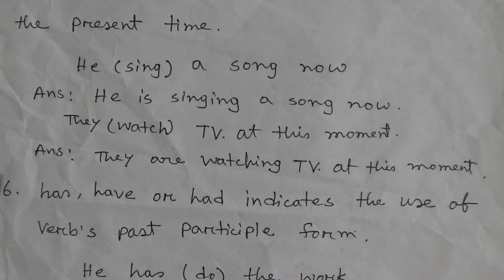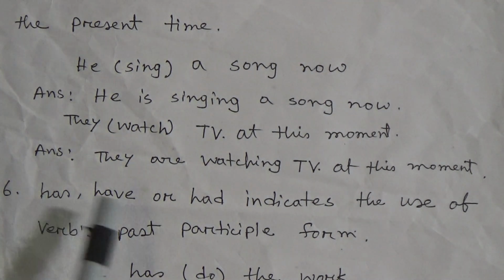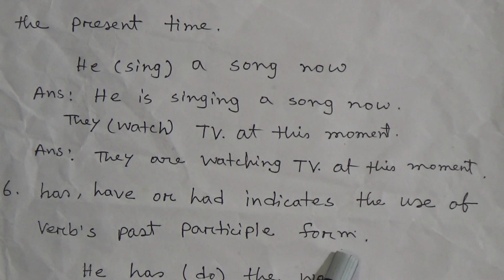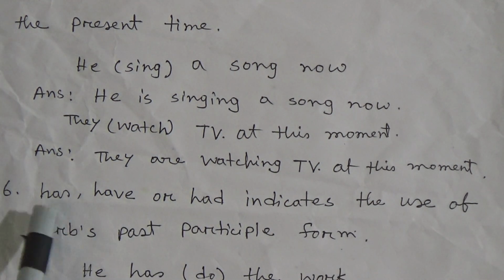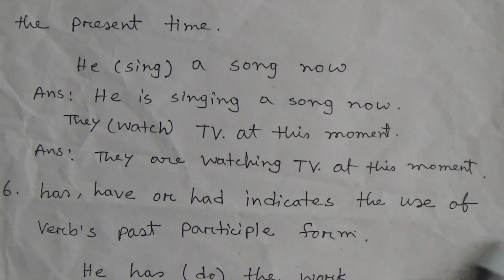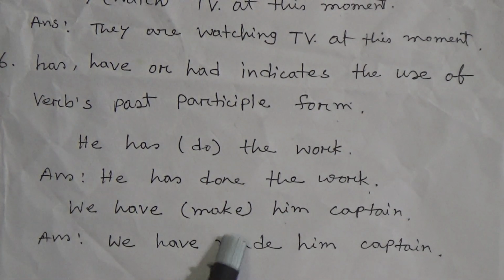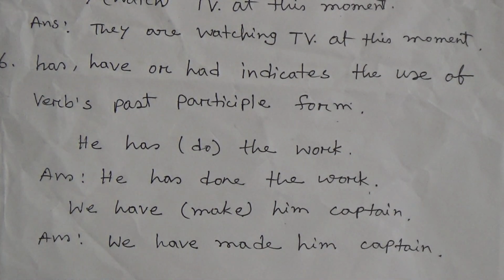Okay. Now dear students, look another rule number 6. Has, have or had indicates the use of verbs past participle form. Okay. What have I said? Has, have or had indicates the use of verbs past participle form. So here I am going to say an example. He has in bracket do the work. You have to write here he has done the work. Look dear students, another example. We have in bracket make him captain. So as per our rule, here we have to write like this way. We have made him captain.